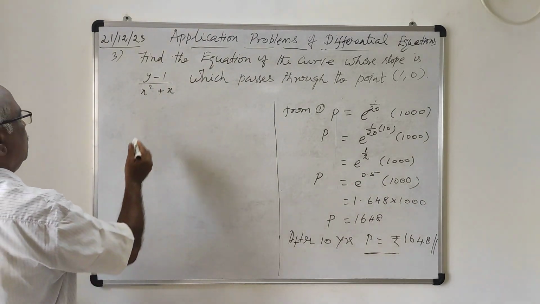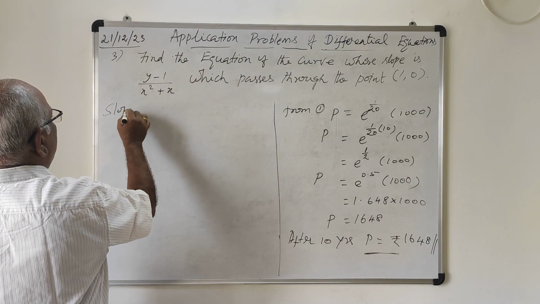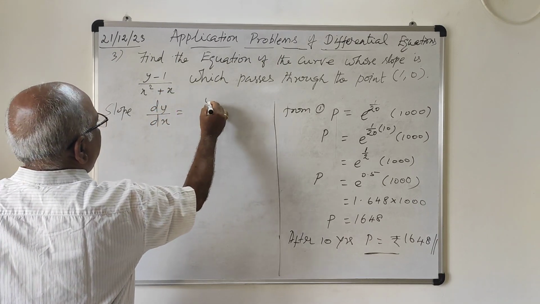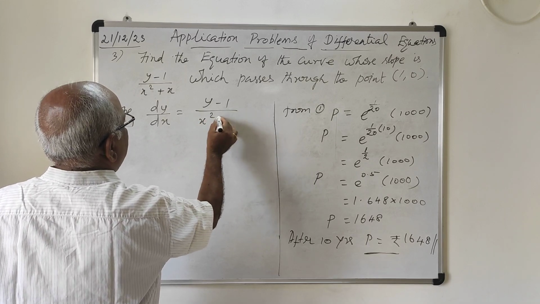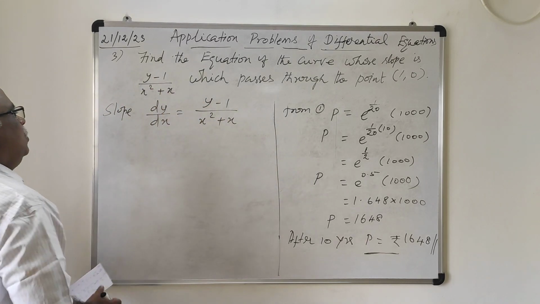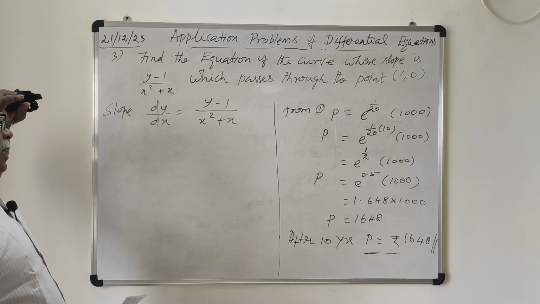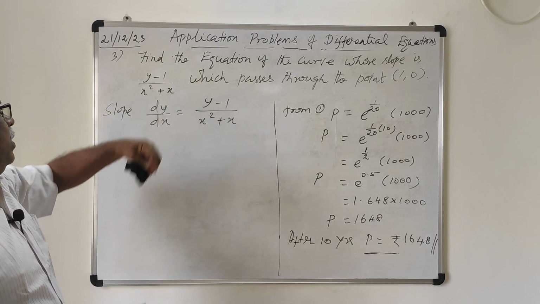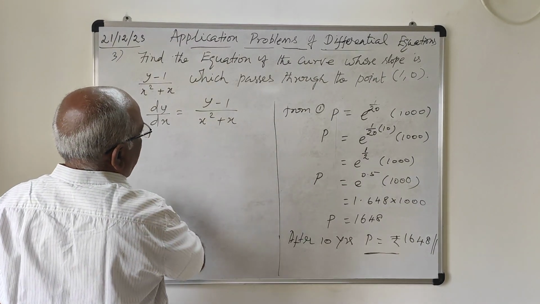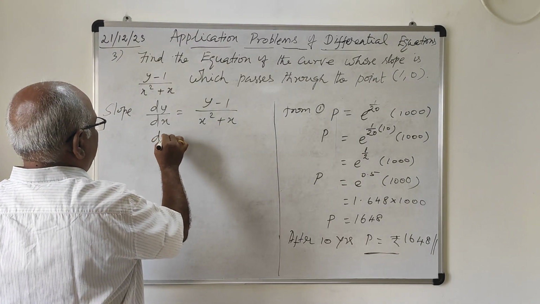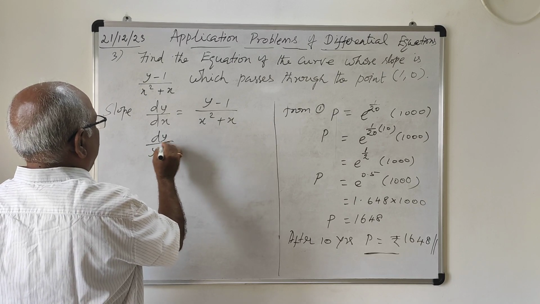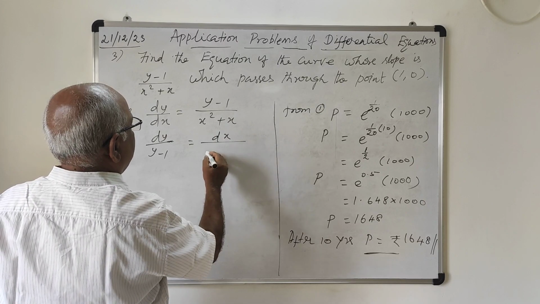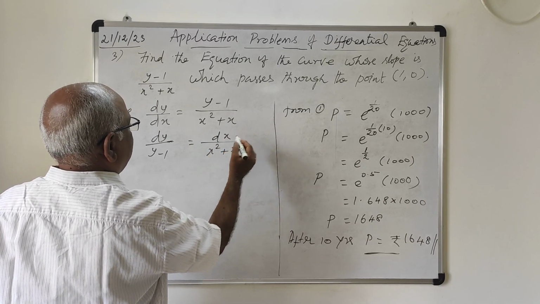That is the problem. The slope of a curve is nothing but dy by dx. It is given by (y minus 1) by (x square plus x). The derivative of the curve, the first derivative, is called the slope. From this, dy by (y minus 1) equals dx by (x square plus x).